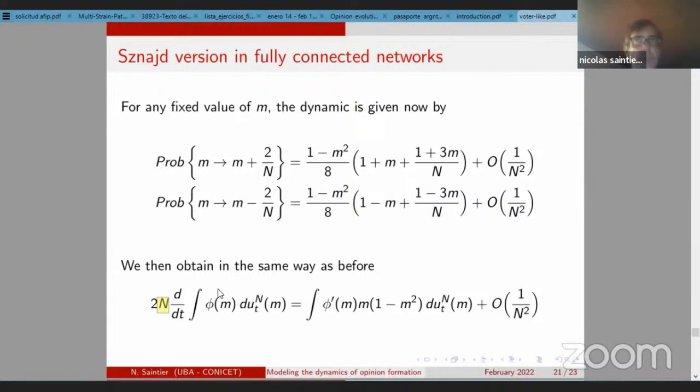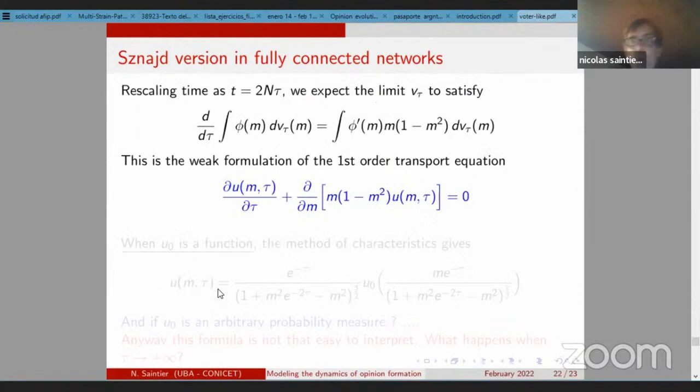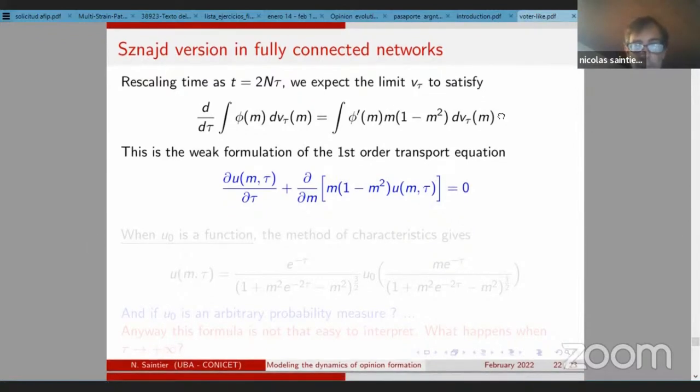So this is the meaning of the time we stay. So we do that. We pass to the limit. Don't care about the details. Okay? We'll see a little bit of that later. And we got this equation, right?